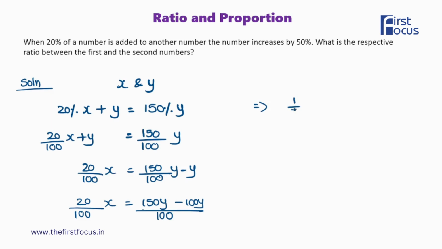So we get 1 by 5 x is equal to 1 by 2 y. So x by y is equal to 5 by 2. Thus the ratio between the first number x and the second number y is equal to 5 is to 2. We have written as per the given, and so we got the respective ratio of the first and second numbers.